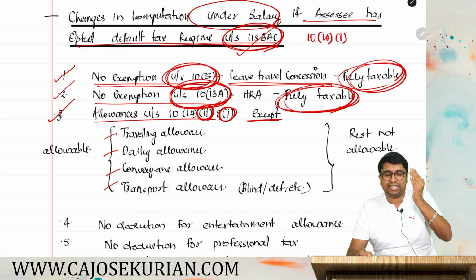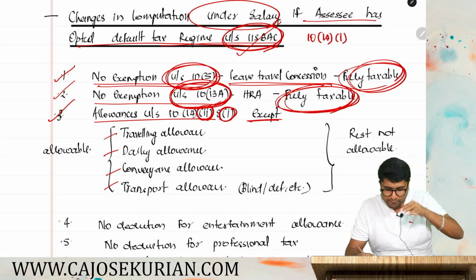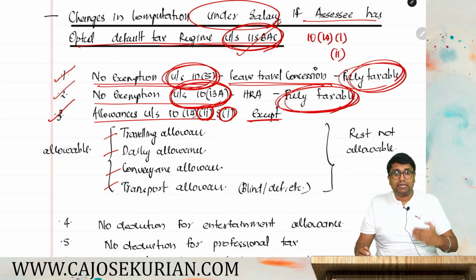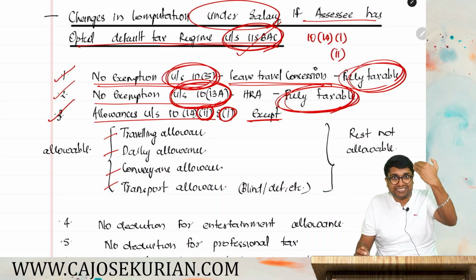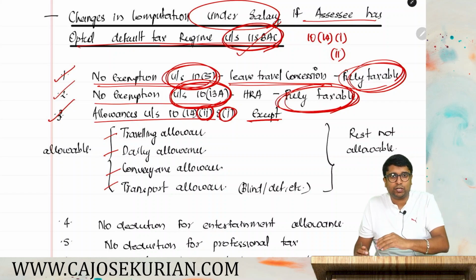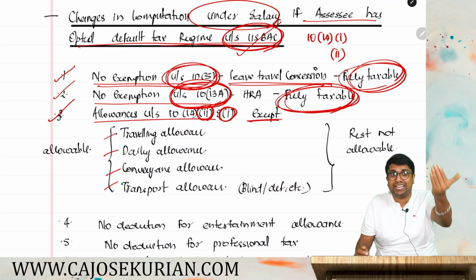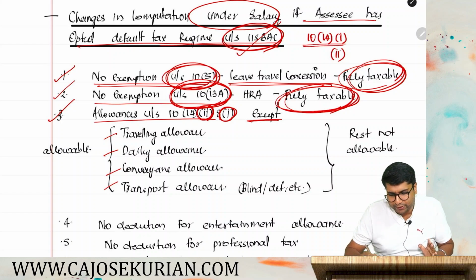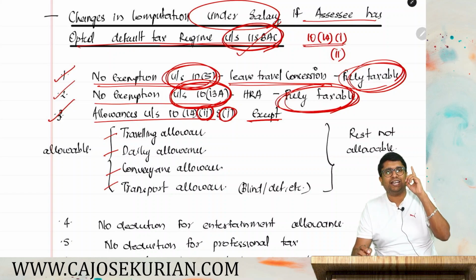That is, the exemption depends upon actual expenditure. And clause number 2, fixed exemptions, say for example, a uniform allowance, traveling allowance, research allowance, etc. And clause number 2 is children education allowance, hostel allowances, etc. So an assessee, if he has opted for 115 BAC, cannot claim any of the exemptions under 10(14), clause number 1 and clause number 2.